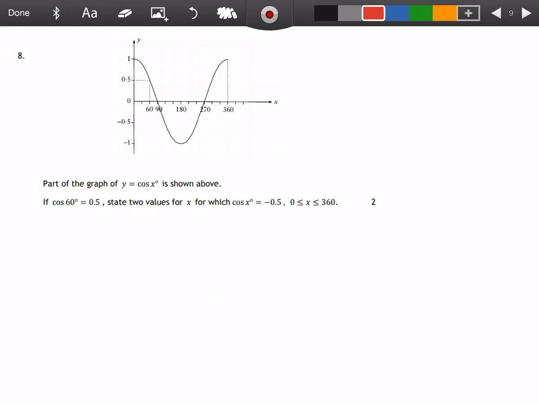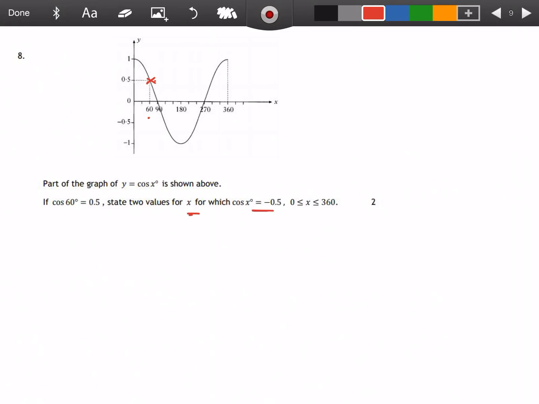Right, okay. Number 8. Part of the graph y equals cos x is shown. There's the cos graph. It ends at 360. It goes up and down, top and bottom, to 1 and minus 1. Cos 60 is equal to a half. So that wee 60 there makes a half here. Okay, state 2 values of x. So we're looking at x values along the numbers on the x-axis. State 2 x values for which cos x is negative 0.5.